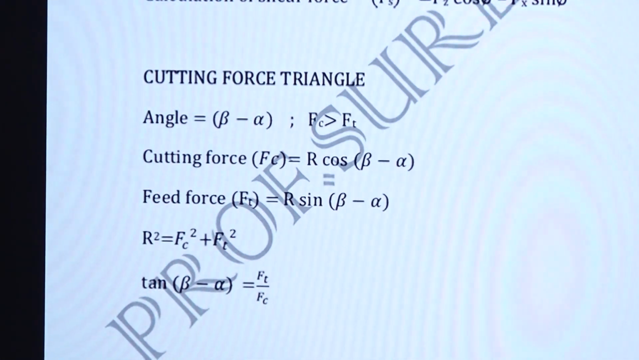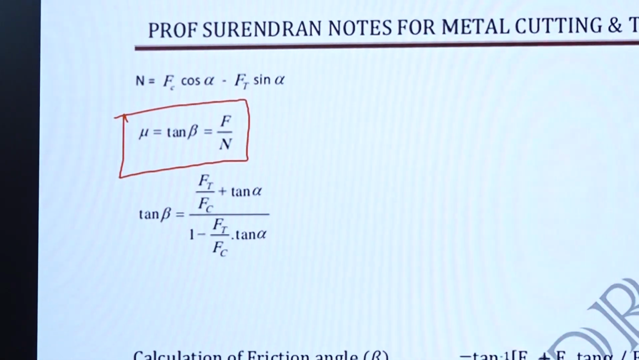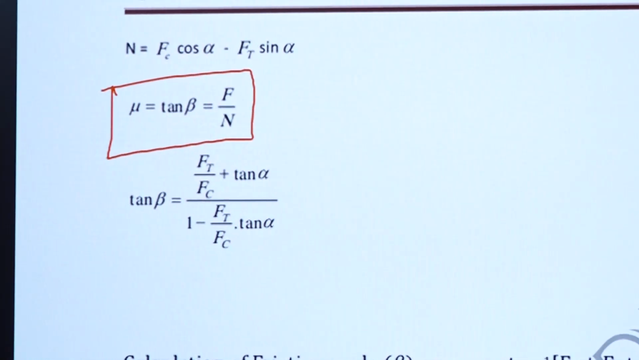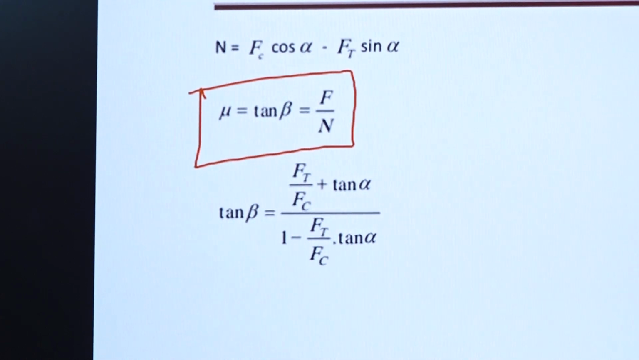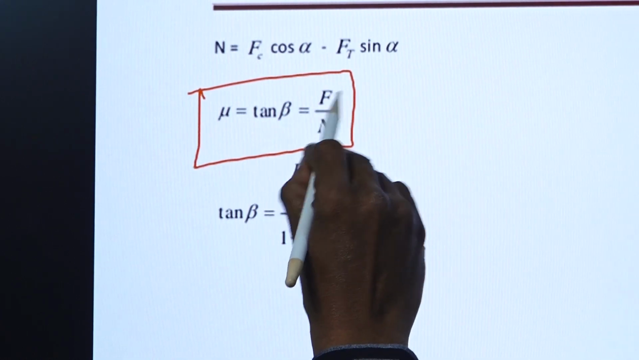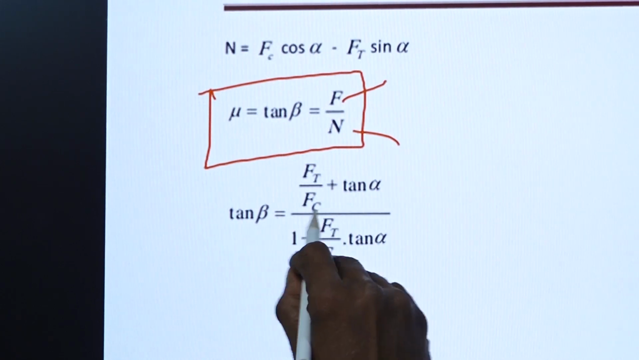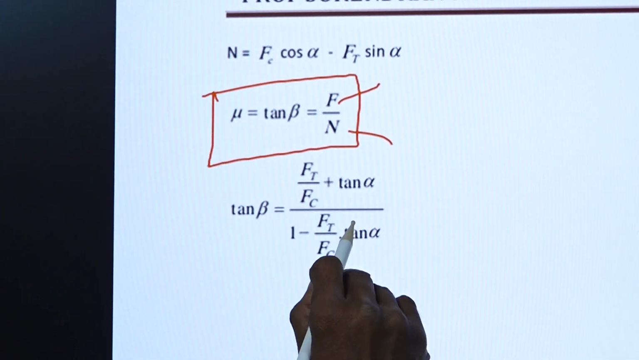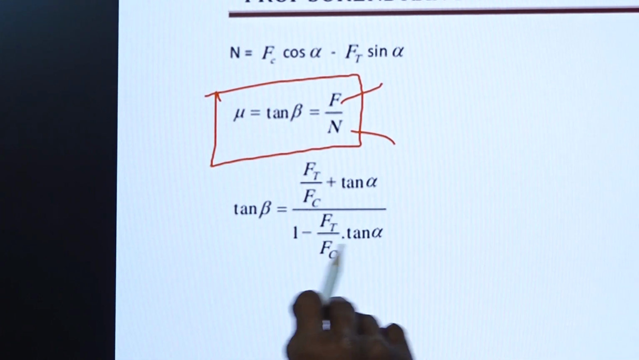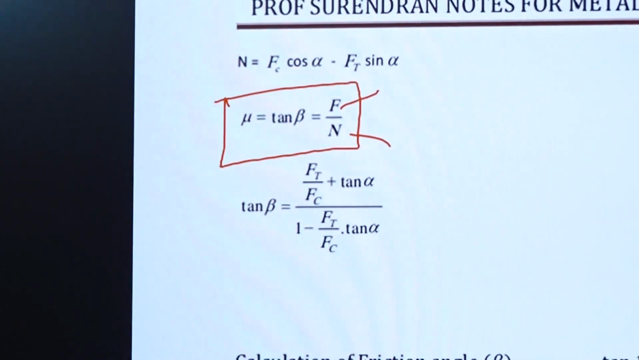So now we have the coefficient of friction. The coefficient of friction is the tangent of the friction angle, or it is the ratio of frictional force to the normal reaction. We can substitute the frictional force and normal force in terms of thrust force and cutting force. We get this formula: tan theta equal to (Ft by Fc plus tan alpha) divided by (1 minus Ft by Fc tan alpha). That is the thing you should remember.